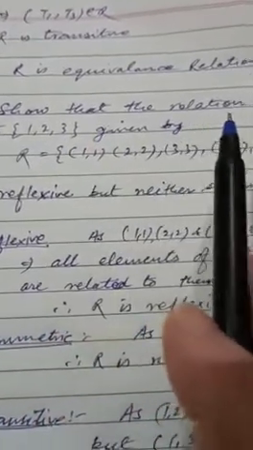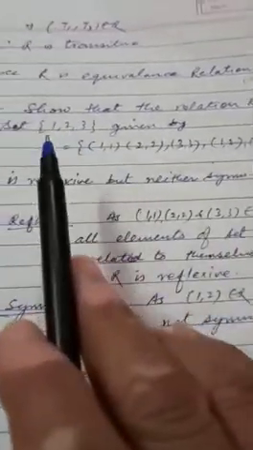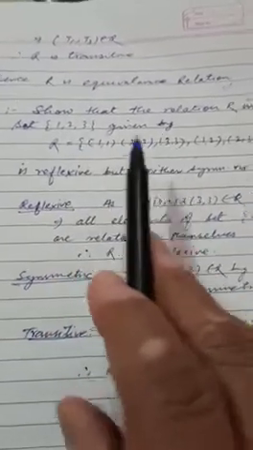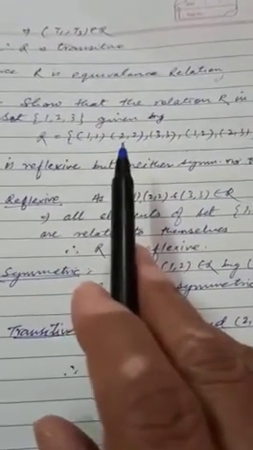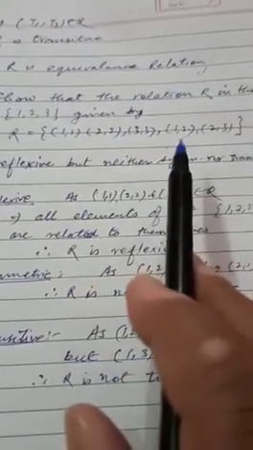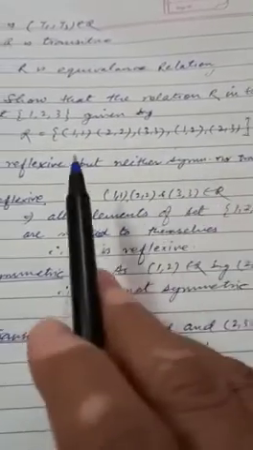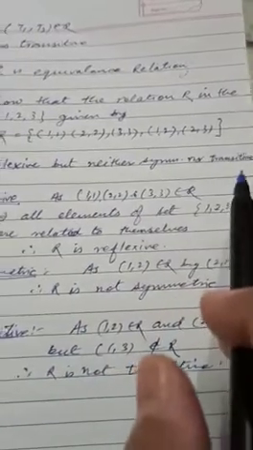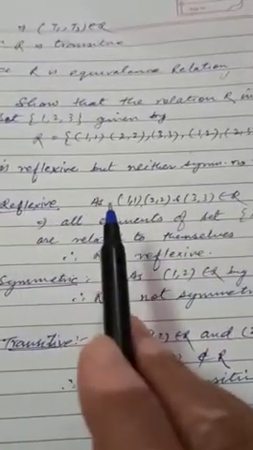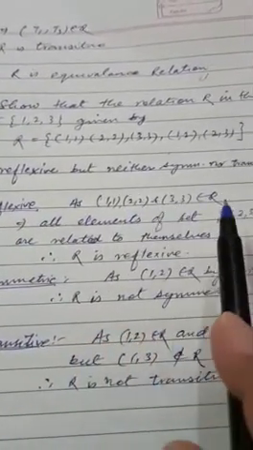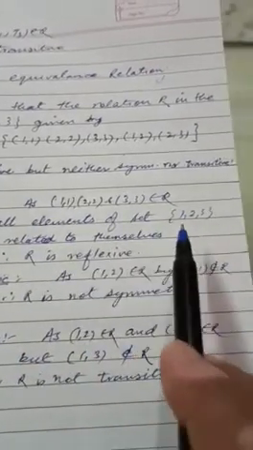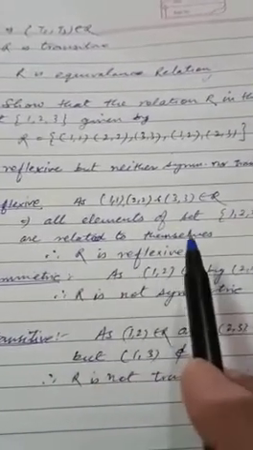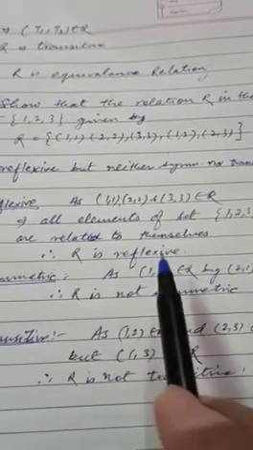Show that the relation R in the set {1, 2, 3} given by R = {(1,1), (2,2), (3,3), (1,2), (2,3)} is reflexive but neither symmetric nor transitive. Reflexive, as (1,1), (2,2), (3,3) belong to R. All elements of set {1, 2, 3} are related to themselves. It means R is reflexive.